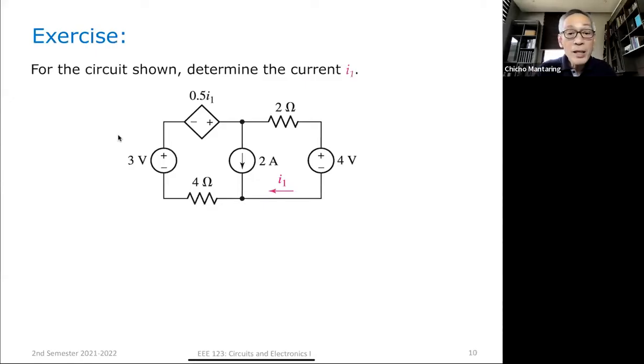Okay. This one, I want you to try on your own. I'll give you probably 10 minutes, and then let's discuss the solution. Remember, I'm trying to find the current I1. I want you to use nodal analysis. As you get your answer, can you please enter it in the chat box, so that I have an idea of who is already finished and who is not yet. So let's do this.